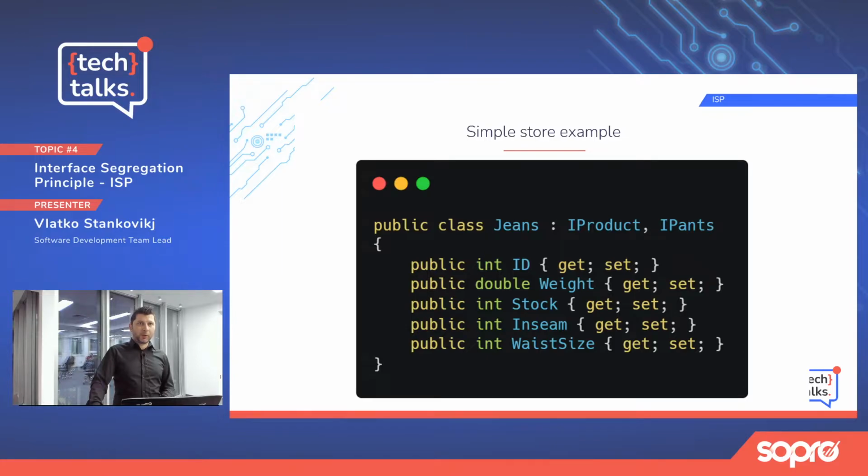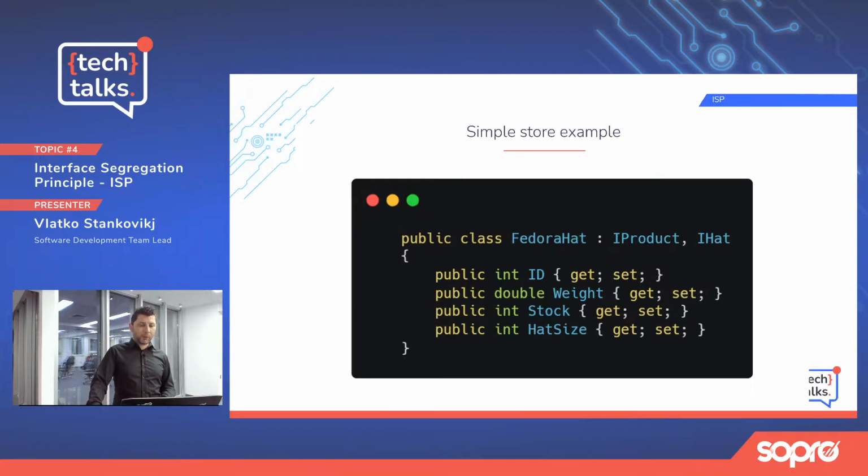You have a class that inherits from IProduct and from the additional interface IPants, and you have all the properties that you need for jeans. If we see that example for the fedora hat, we can see that the hat inherits from a product and from a head interface and only has the additional head size, which is not the same as the previous solution where you had inseam or waist size for a hat.